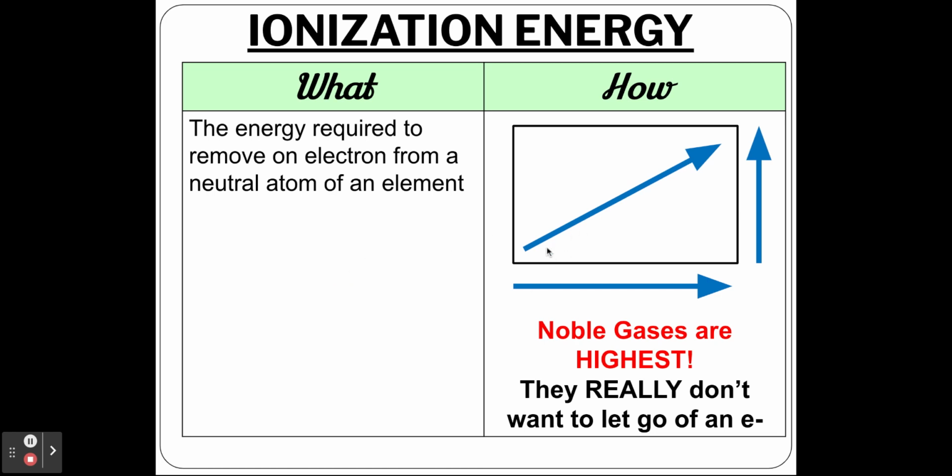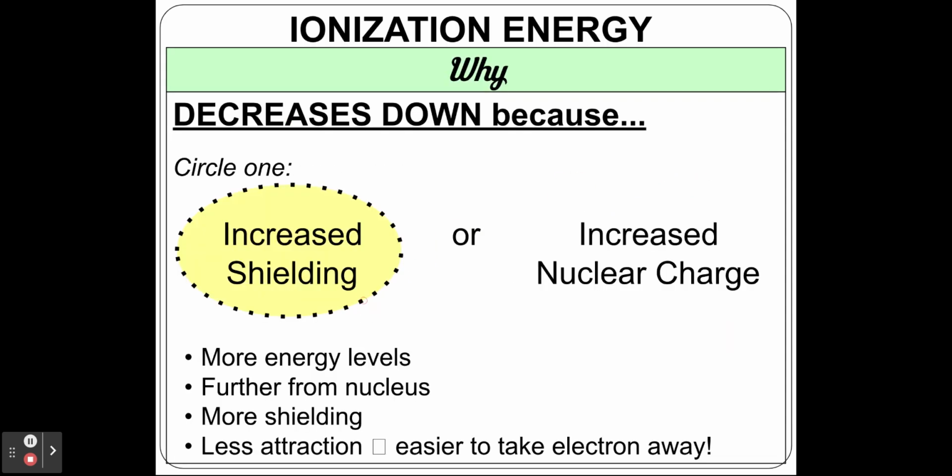So the general trend for ionization energy is that it increases going from the bottom left to the top right of your periodic table. So why does ionization energy decrease going down? This is because, again, you have increased shielding. So as you go down the group, you're increasing the shielding.